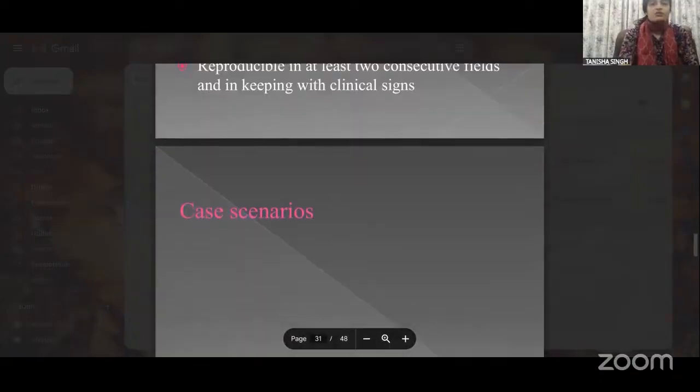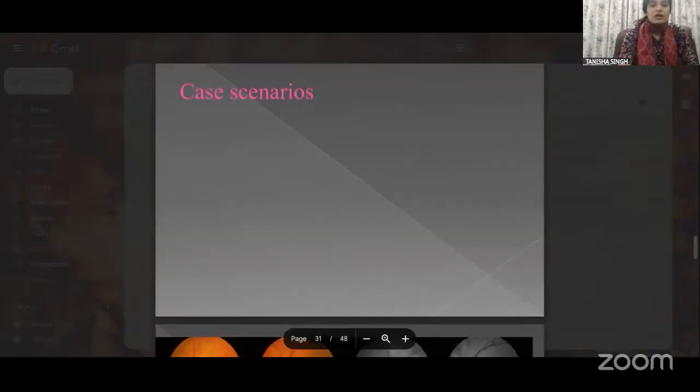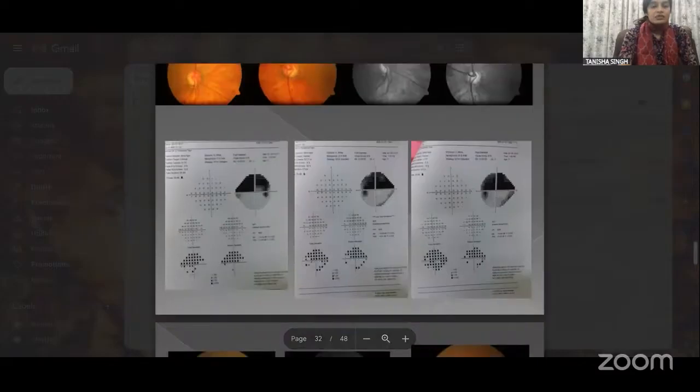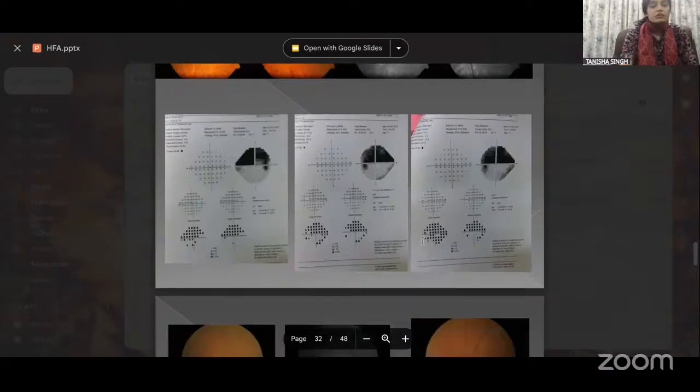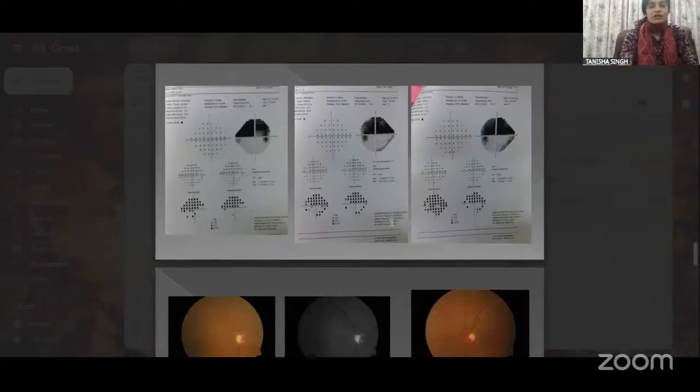And then it has to be correlated clinically. Clinical correlation is of utmost importance. Certain case scenarios here: the first visual field had a high false negative, but when we did another visual field in the same patient in the left eye, it had fewer fixation losses and less false negative, but the field was essentially similar. So we can keep a field which, in advanced disease, has a high false negative.